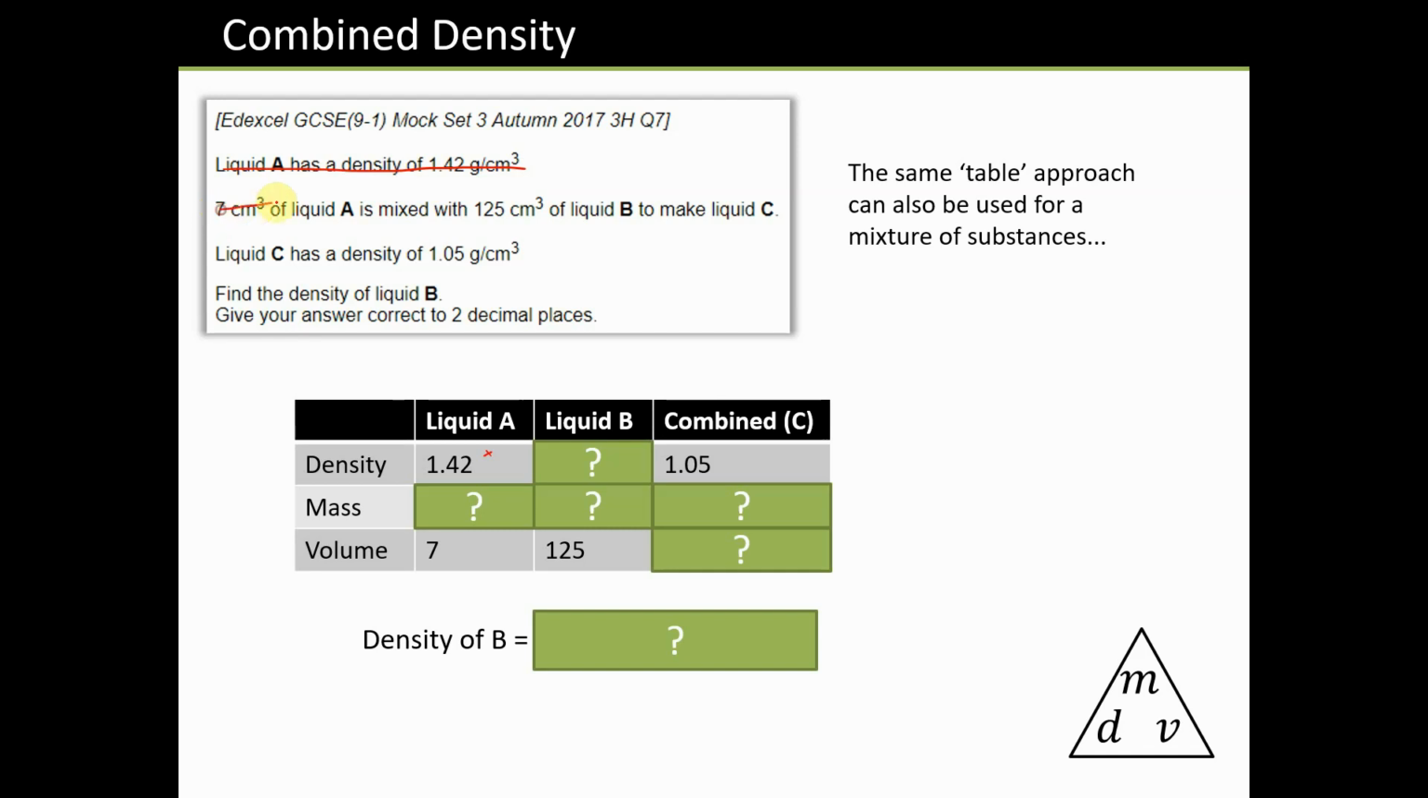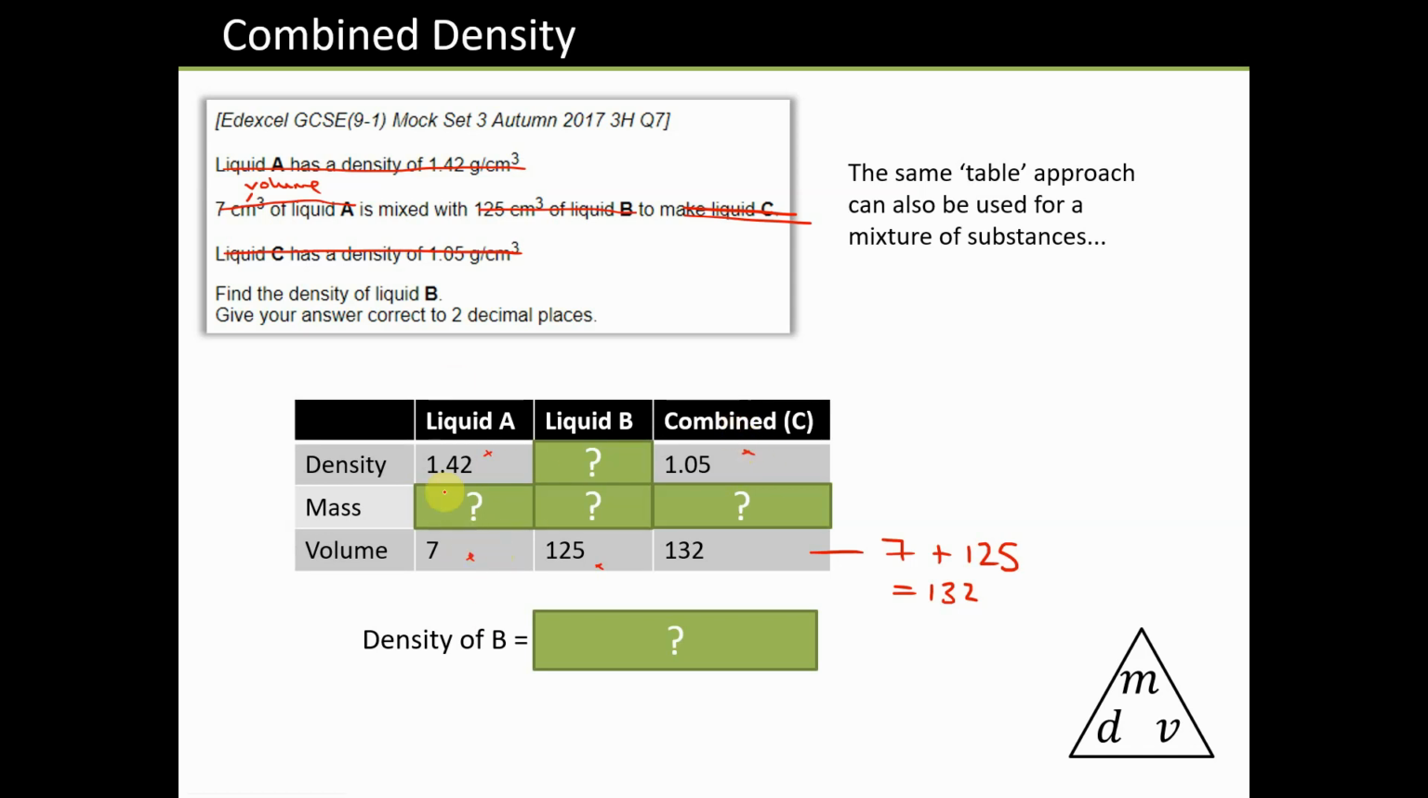7 centimeters cubed of liquid A. That is a volume, isn't it? Centimeters cubed. So that's why I've got the 7 here in my volume column for A. It's mixed with 125 centimeters cubed of B, so that's why I've put that 125 there. Well, straight away, we know the volume of C. If we put 7 centimeters cubed and 125 centimeters cubed of something in the same cup, it will combine to be 7 plus 125, or 132 centimeters cubed. So we've got the volume for C. C has a density of 1.05, so I'm going to put that up here in my C column. That's all the information from the question.